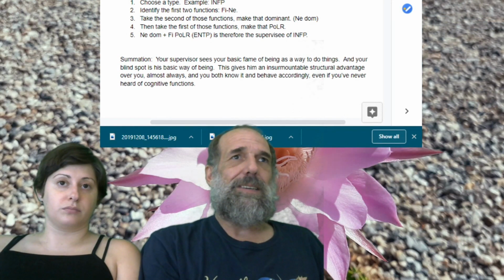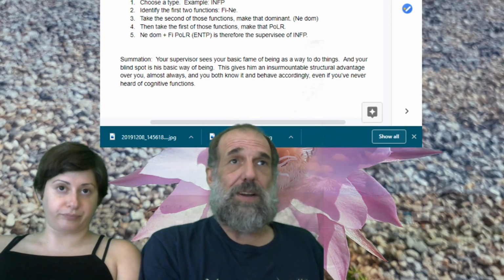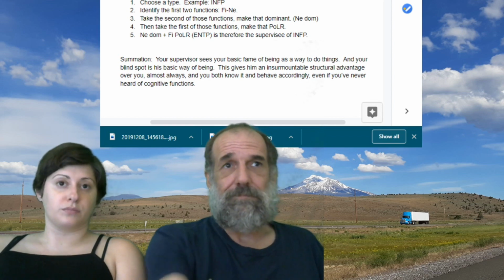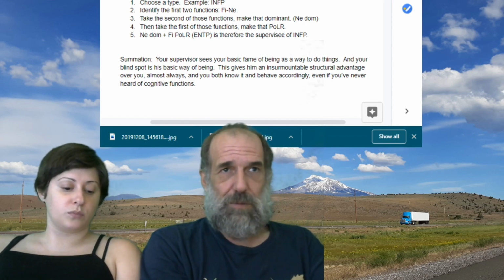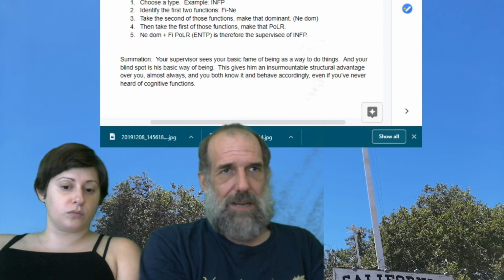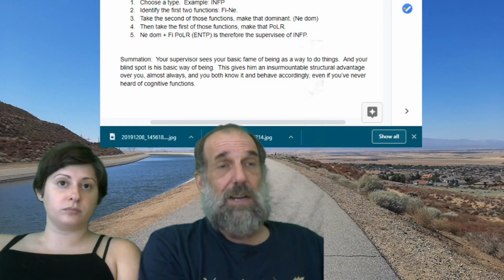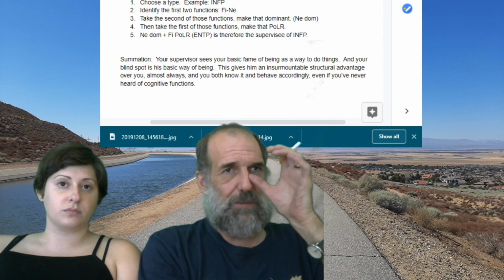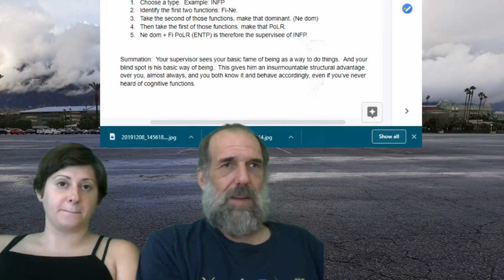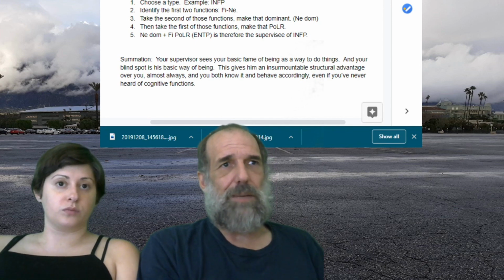This gives the supervisor type an insurmountable structural advantage over the supervisee, and both know it and behave accordingly, even if they've never heard of cognitive functions. I think that's an important thing to drive home here: people who have no knowledge of supervisor relationships or cognitive functions, if you know what their two types are and that they're coming together to have a meeting, you can well anticipate that one of those two will defer to the other in an unusually consistent and clear way that may be totally inconsistent with how they normally behave around people of other types.